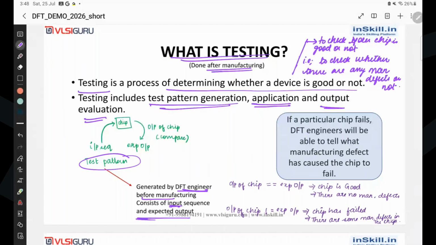So now what will happen? This input sequence will be applied onto the chip, and then the output of the chip will be compared with the expected output.